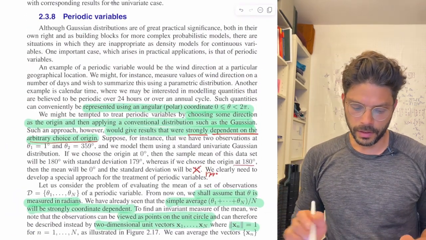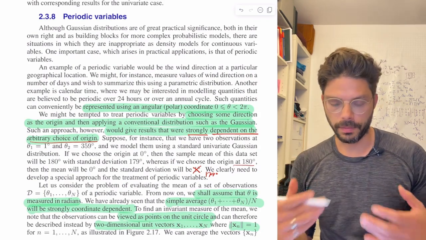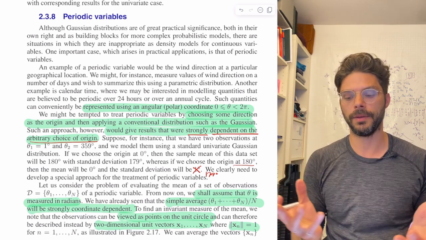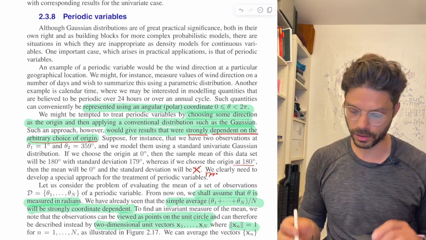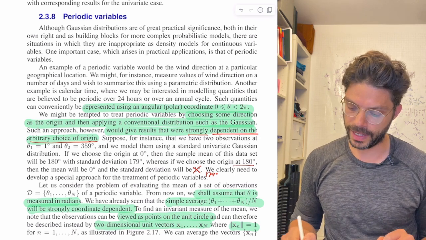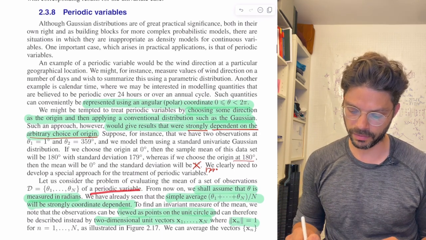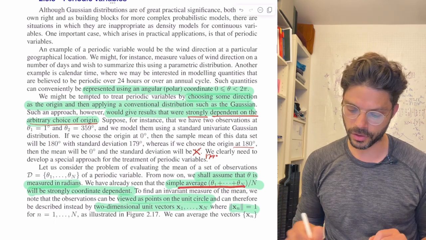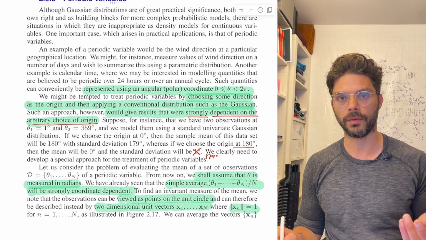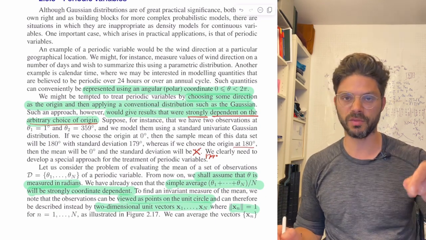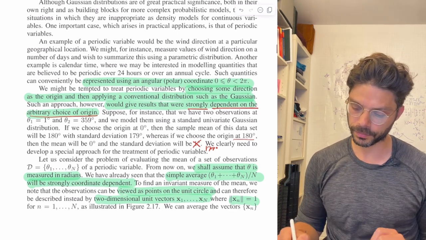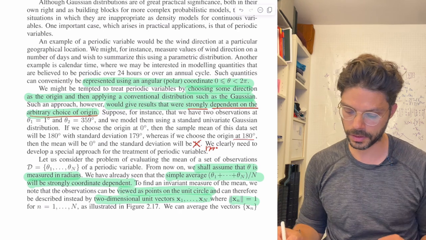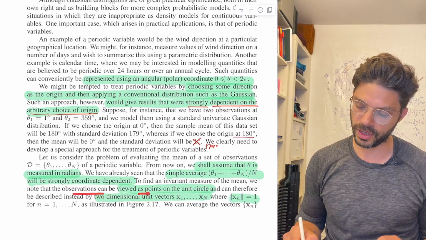The main idea is to actually place our data points on a structure, a domain that has the periodicity that we need, which is the circle. So let's have a look. Let's consider the problem of evaluating the mean of a set of observations of a periodic variable. From now on, we shall assume that theta is measured in radians. We have already seen that the simple average is strongly coordinate dependent. Based on the origin of our coordinate system, we got different values for the average. To find an invariant measure of the mean, one that is invariant to how we choose the coordinates, note that the observations can be viewed as points on the unit circle.